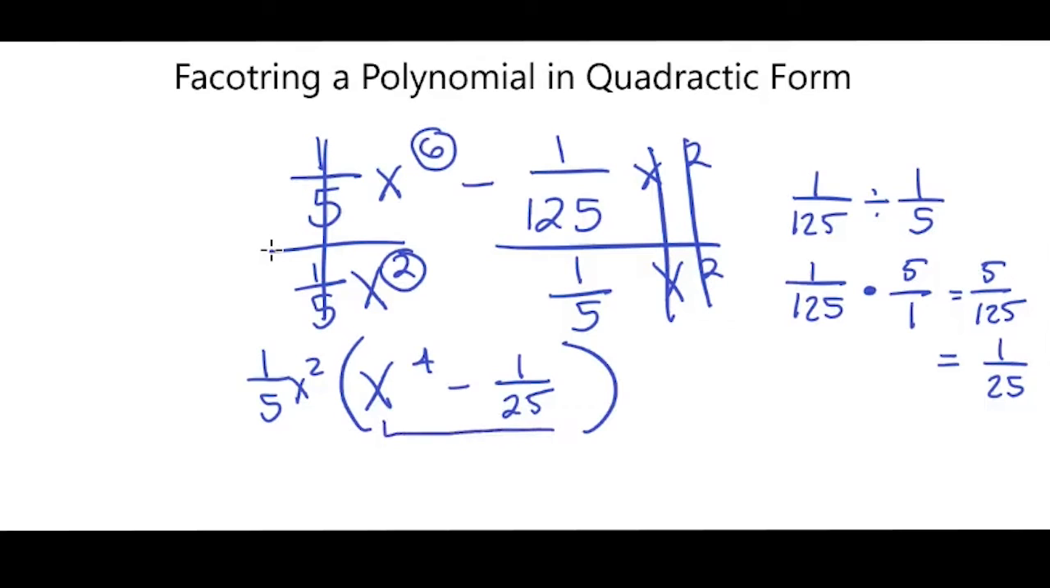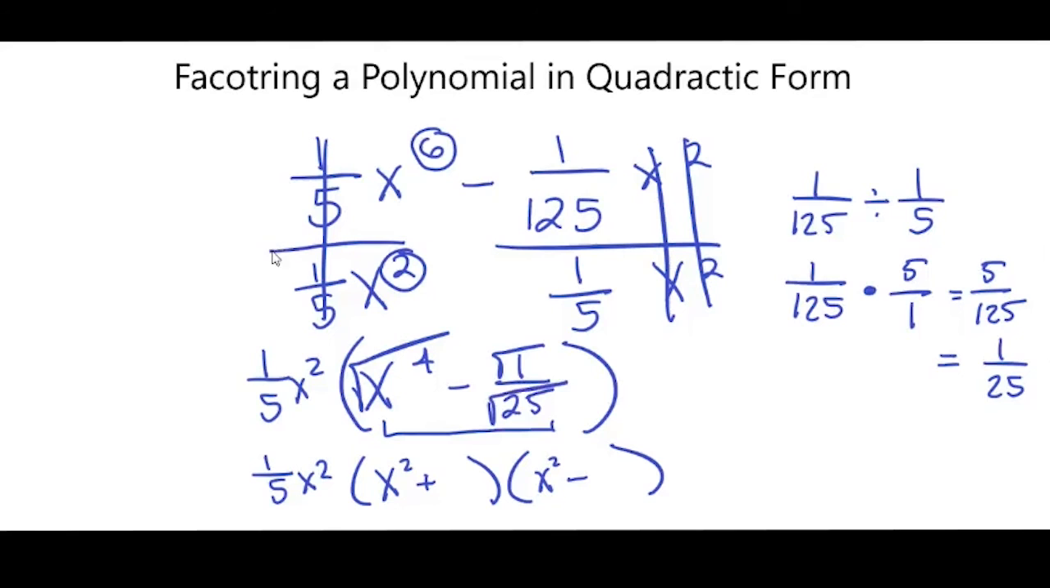So I also noticed that this here is a difference of squares. So what I'll do is I'll rewrite this as 1/5 x squared, and then I have 2 parentheses. Because it's a difference of squares, I know it's going to be a plus and a minus. And then I take the square root of x to the 4th, which I know is x squared. So I put an x squared in both parentheses. Now I take the square root of 1 and the square root of 25. So I get 1 over 5 in the first parenthesis, and I also get 1 over 5 in the second parenthesis. And that's how you factor a polynomial in quadratic form when you are dealing with fractions.